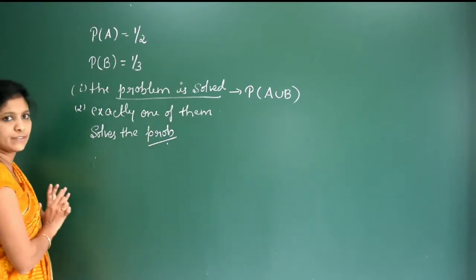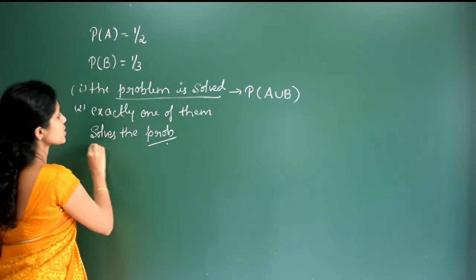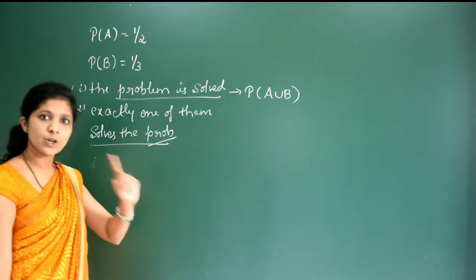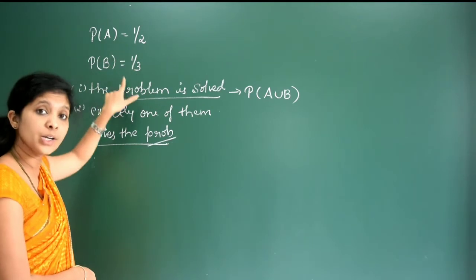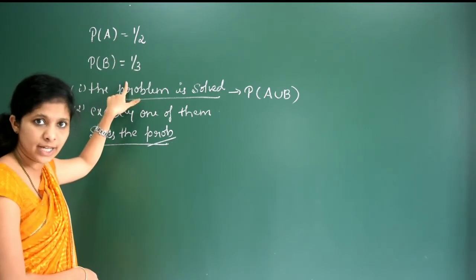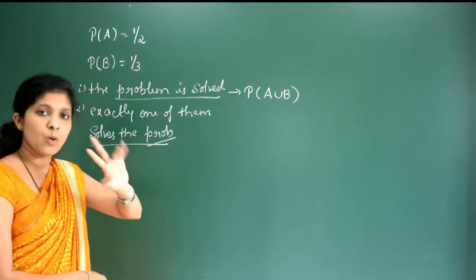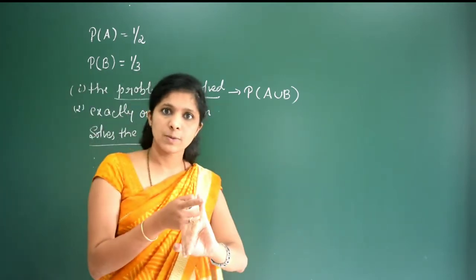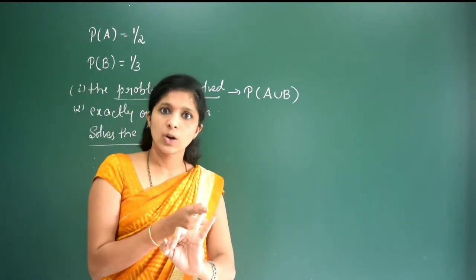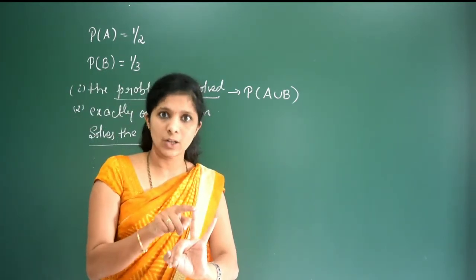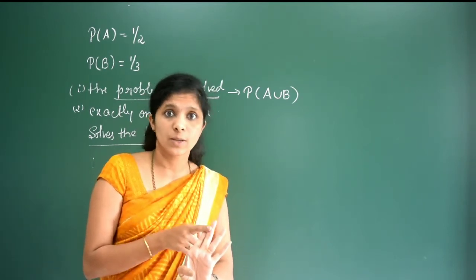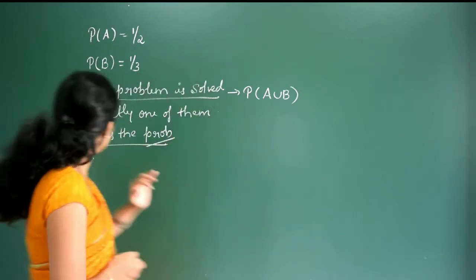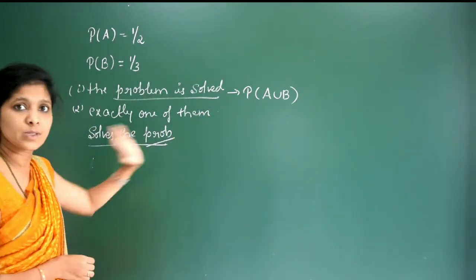Now for the second one, exactly one of them solves the problem. Exactly one of them solves the problem means either A should solve the problem or B should solve the problem, right? There are two possibilities there. One possibility is A solves the problem and B will not solve the problem. Or B solves and A does not solve the problem. Is it clear?